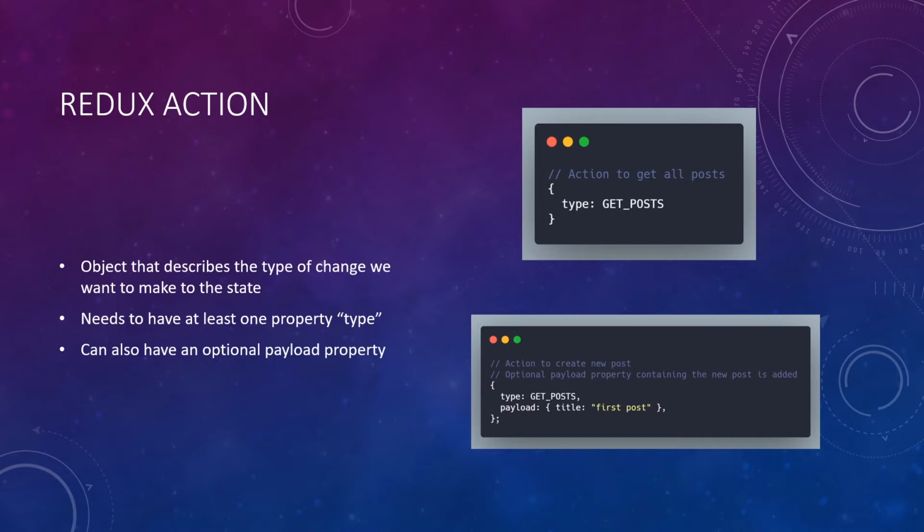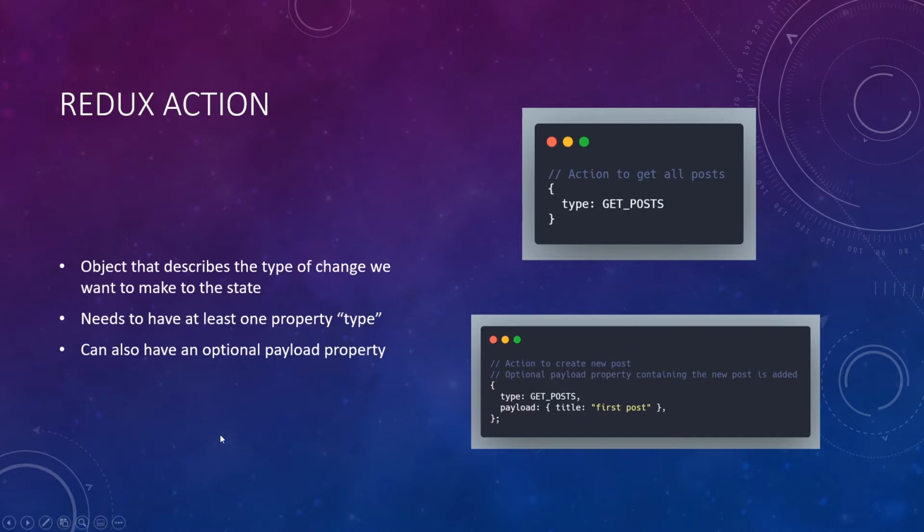And the type property is really just going to be a string, right? I guess I forgot to put this in actual quotes, but it's just going to be a string that the reducer can use to basically have an if statement and say, oh, if the user dispatched a get posts action, then I need to return all of our posts. And if they dispatched a create post, then I need to implement the logic of creating a brand new post.